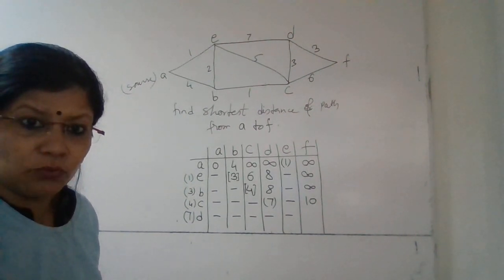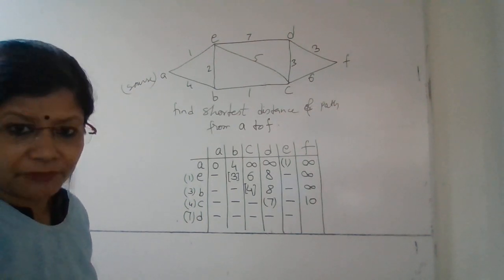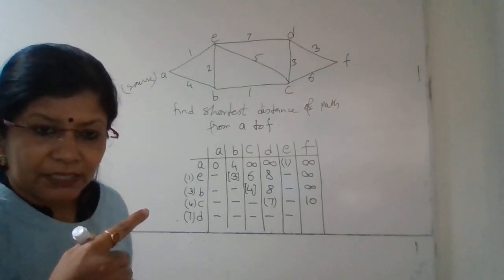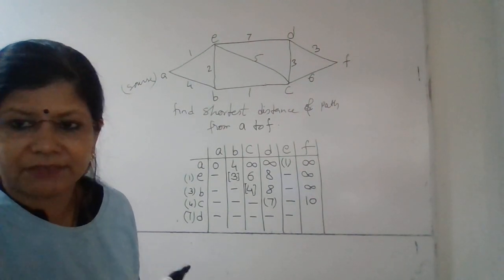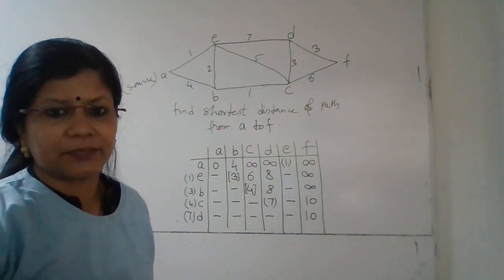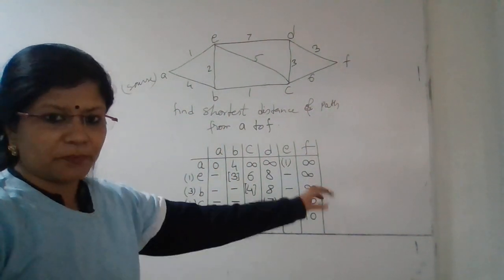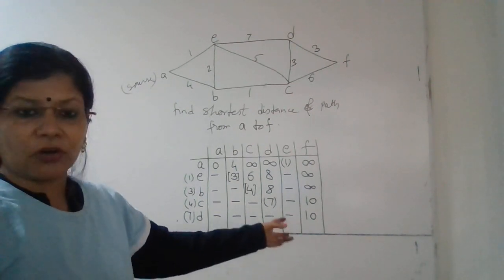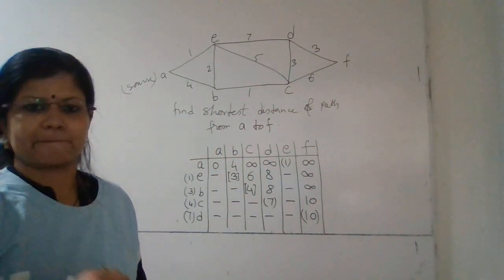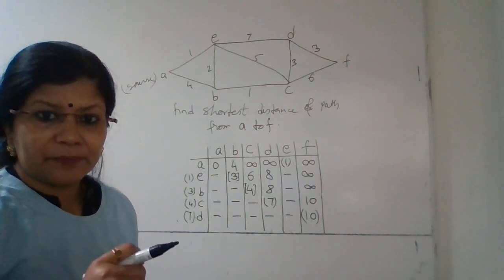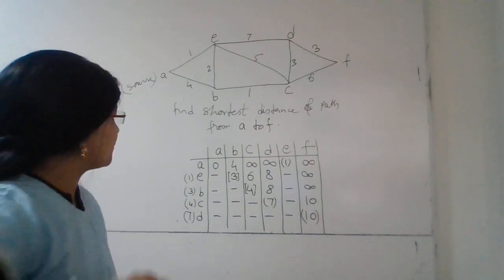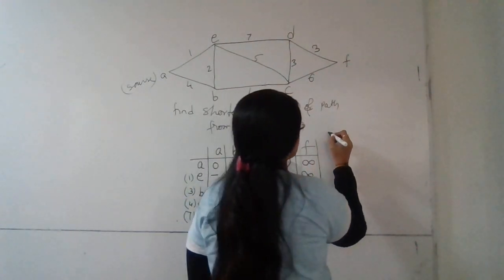Now check D to F. D to F is 3, and 3 plus 7 is 10. The previous value is 10, and 10 is equal to 10, so write the value of 10. Now stop this because we have solved all the vertices. So the minimum distance from A to F is 10.